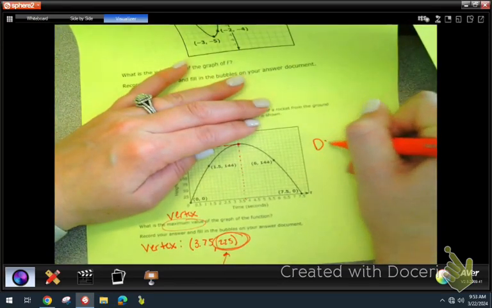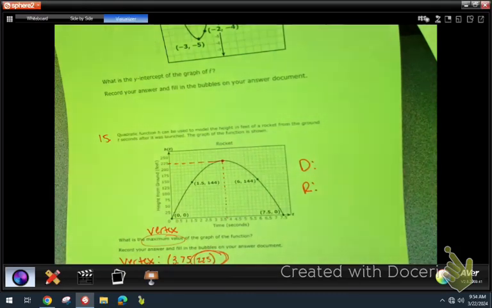Now, I want to talk about the domain and range of this really quick. All right, so y'all look at that with me. Does this graph have arrows to the left and the right?